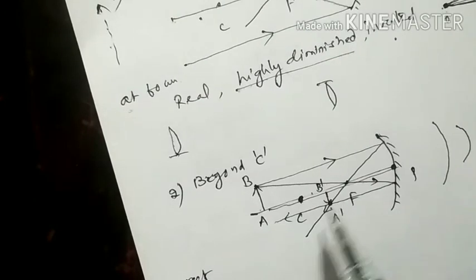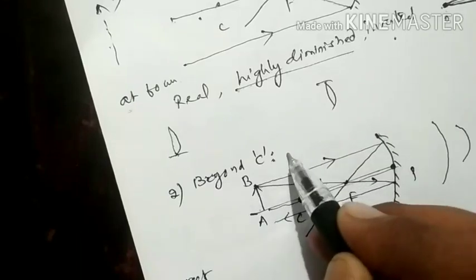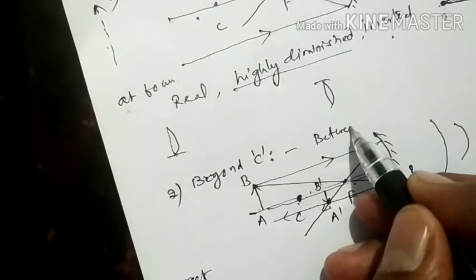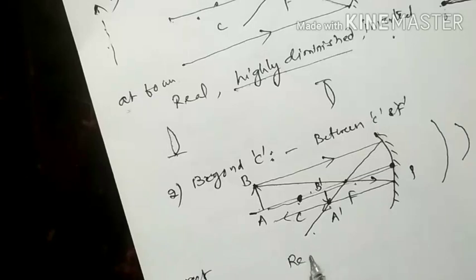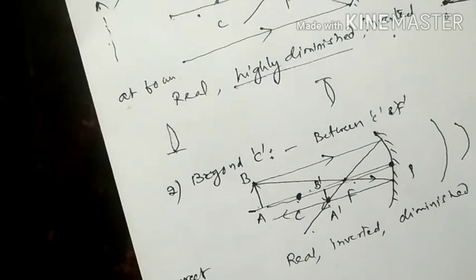So what is the position of the image? This is the position of the object. What is the position of the image? Between C and F. Your image is formed between C and F. C means 2 times, the center of curvature, and F is the focus. What is the nature? It is formed due to the intersection of the light rays. Real, inverted and diminished. Not highly diminished, but it is smaller than the size of the object. Diminished. So like this you go on drawing the diagrams on your own.